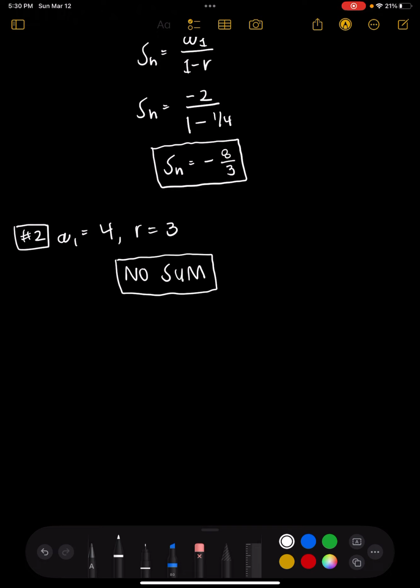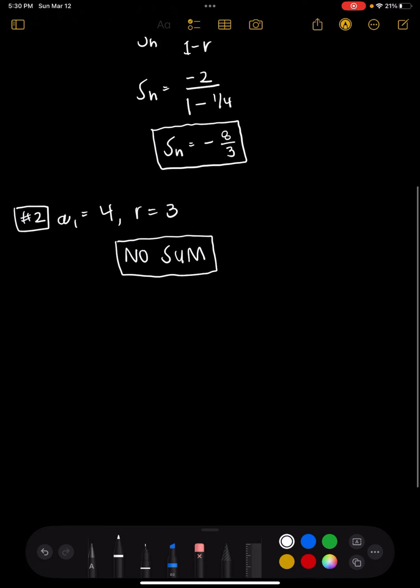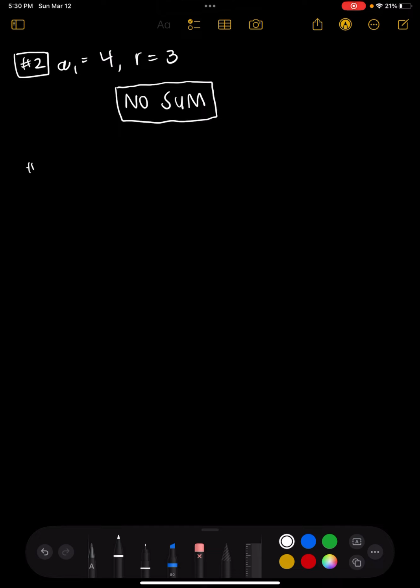And because it goes to infinity, we don't really know what infinity is. We know infinity goes on forever, but there could be a small version of infinity, a big version of infinity, so we can't just say infinity. We're just going to say no sum. Okay, let's look at the third example.